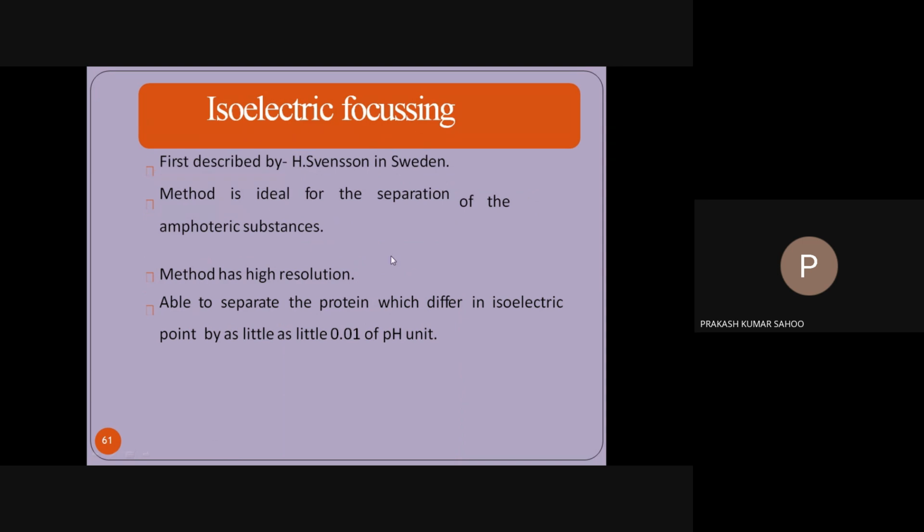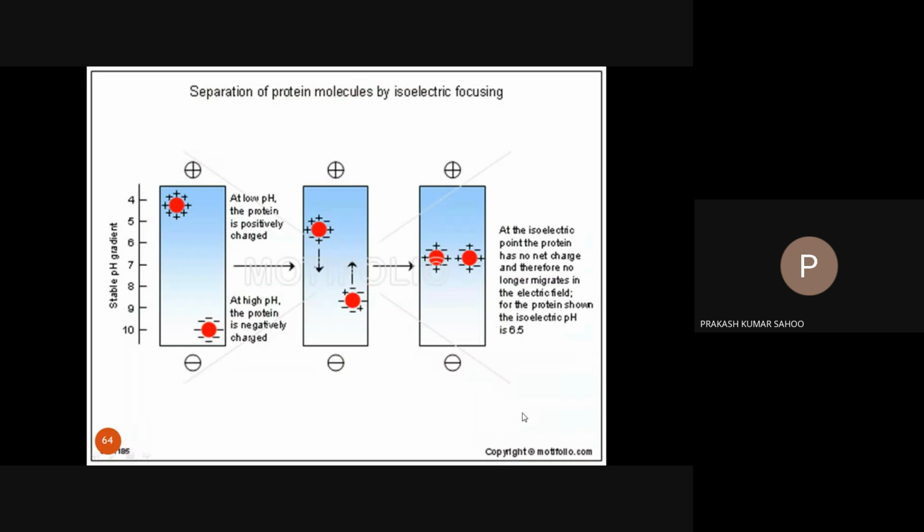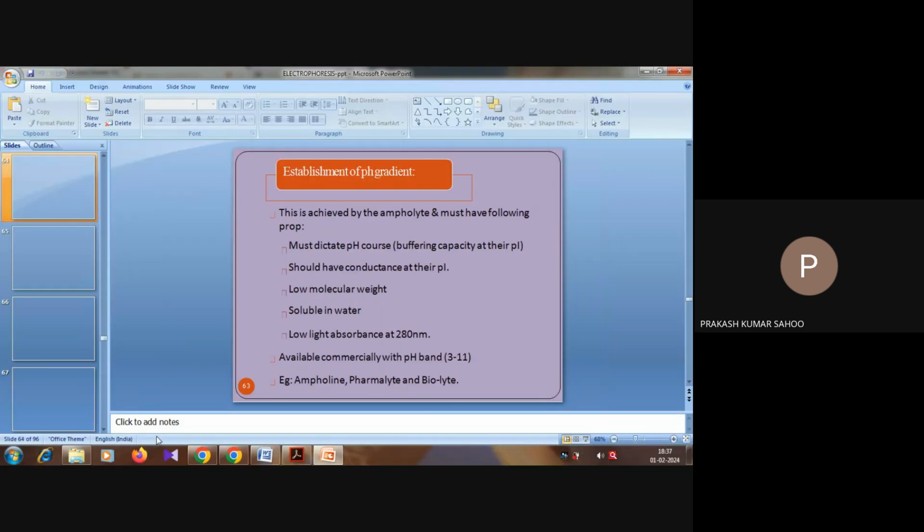Isoelectric focusing was first discovered by H. Svensson in Sweden. The method is ideal for the separation of amphoteric substances. This is under a different gradient of pH, and the separation occurs accordingly as the pH increases. Establishing the pH gradient is actually not in your syllabus, I think.